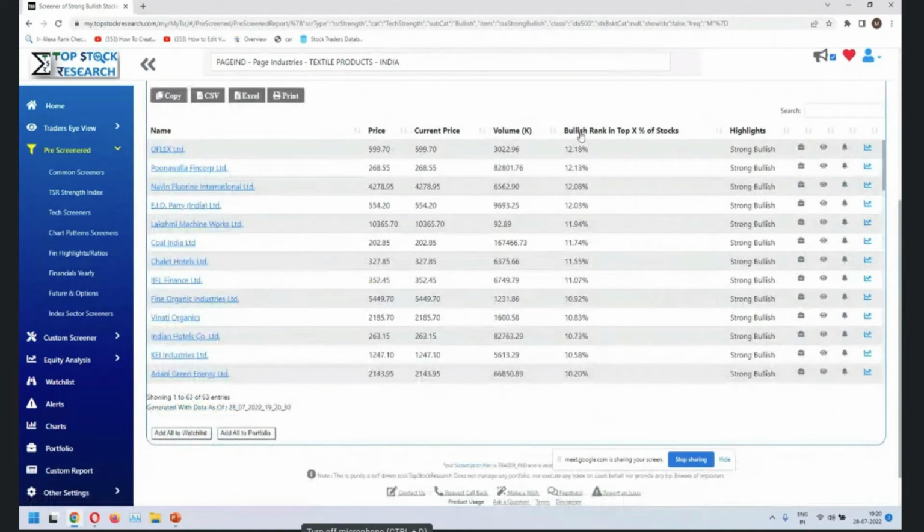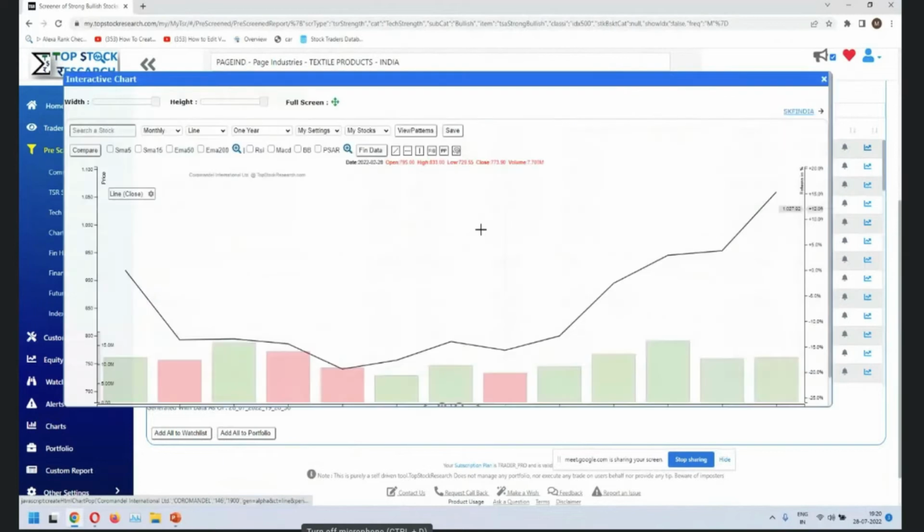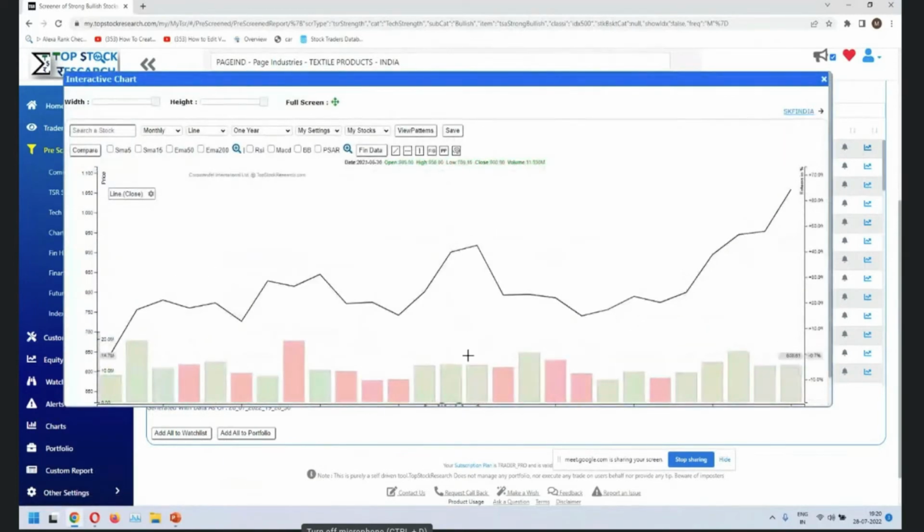On monthly tick, Uflex looks good. Let's see how Uflex is, or maybe Coromandel looks even better, right? Let's look at Coromandel. So on monthly tick, if you see, it's pretty much rising. So if you are looking at a slightly longer term, you might want to use monthly tick.